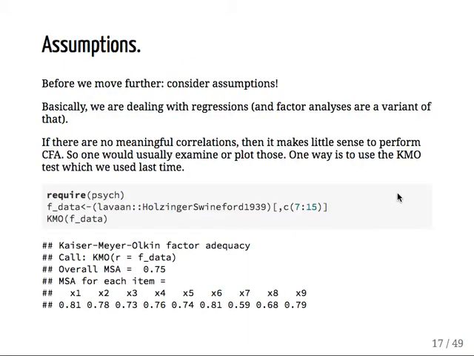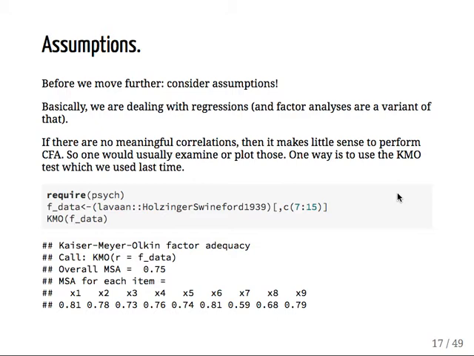Okay. So before we move on and actually do our factor analysis, the same assumptions apply to what we had last week, by and large, for factor analysis. Basically, we're dealing with regressions, and factor analysis is a variant of that. And if there are no meaningful correlations, remember from last time with this KMO test, we want everything to be a very good loading. And in this case, we have everything above 0.7.